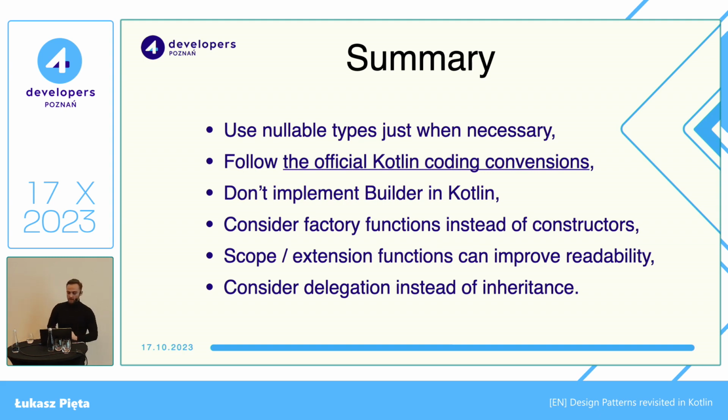The next one: consider factory functions instead of constructors to make it clearer what's going on, to express ourselves better, because functions are more descriptive and easier to understand, though in most cases a constructor is good enough. And scope and extension functions can improve readability, so use them wisely. You can go to the Kotlin documentation if you're not sure which scope function should be used in which scenario. They explain it really well. For example, whether apply or run is better, you can read about it.